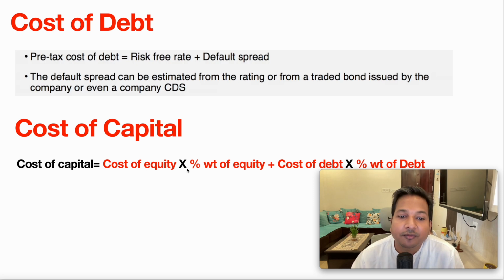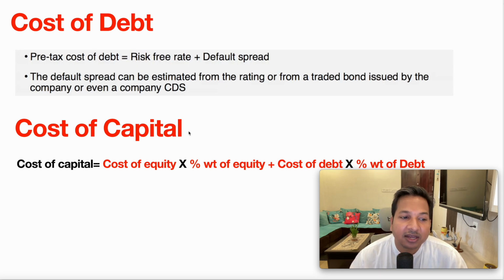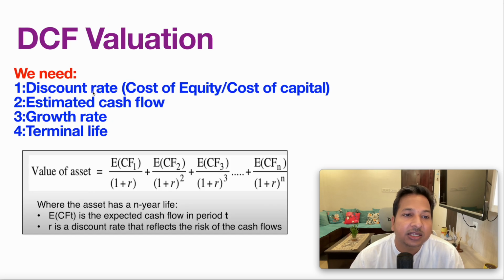equity, which you multiply by the percentage weight of the equity part in the company, plus the cost of debt multiplied by the percentage weight of debt. Now what is the cost of debt? Cost of debt is the risk-free rate plus the default spread. Earlier we had minus the default spread, now here you have to add the default spread. This is called the cost of capital, which you have to use in valuing a firm. So now we got the first number completely, the discount rate.